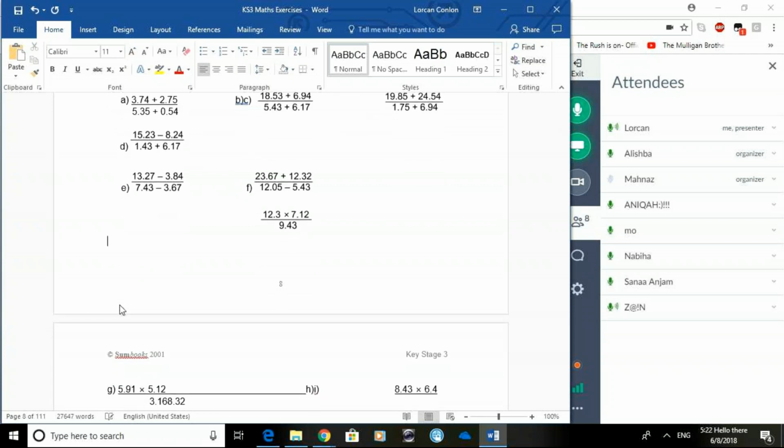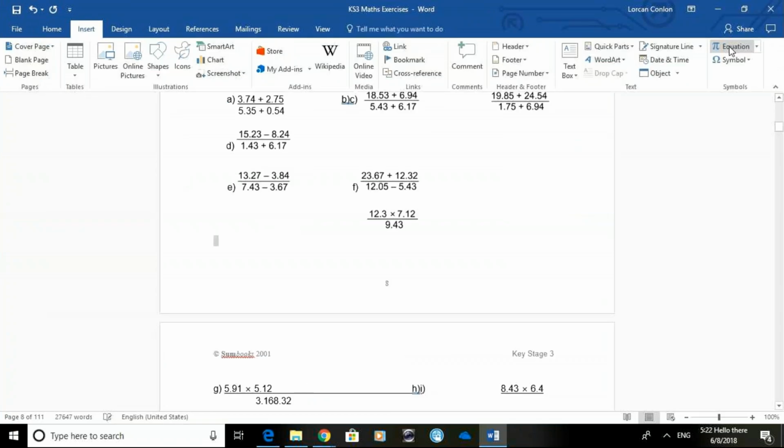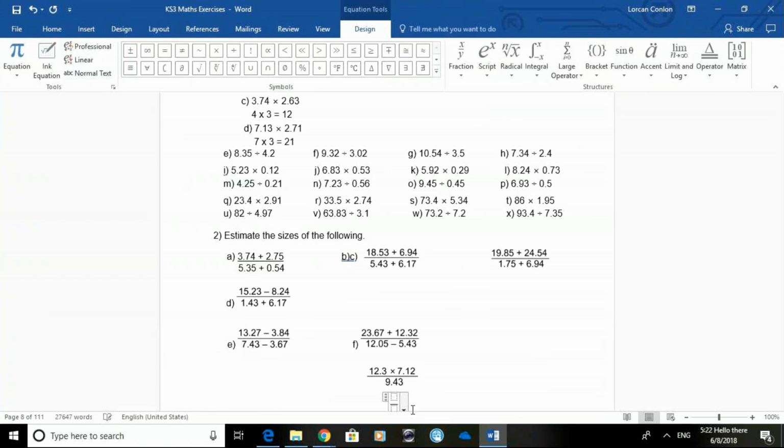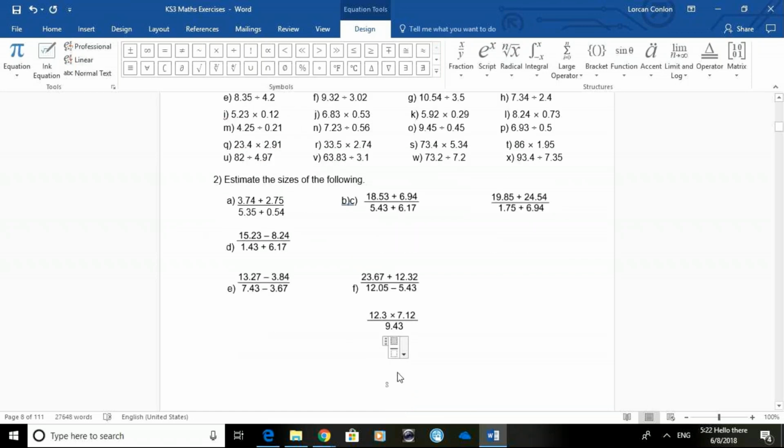All right, then, let's go. I'm just going to make this a bit bigger, guys. Okay, so we have 3.74 plus 2.75. What does the 3.74 round to? Going to one significant figure, it'll be 4. Yeah, 4. And the 2.75 rounds to 3.